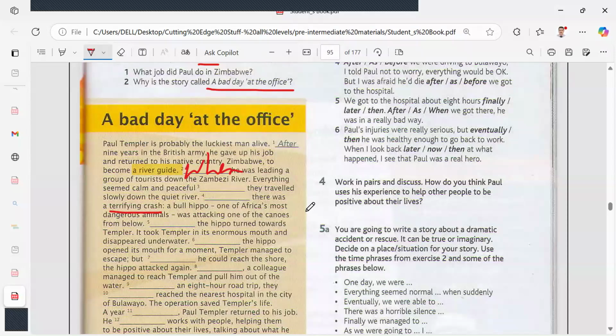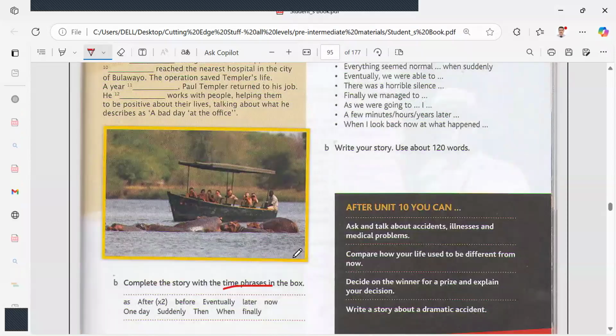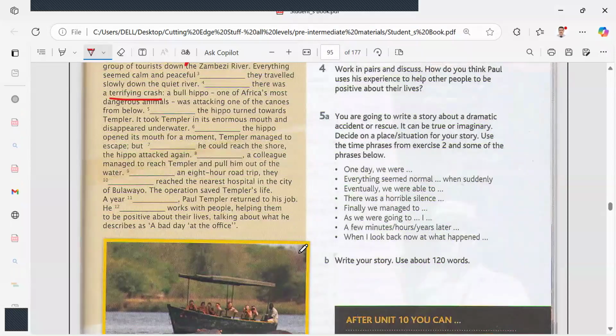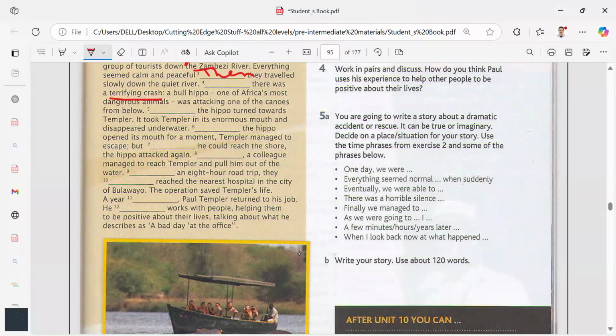Then, there was a terrifying crash. A bull hippo, one of Africa's most dangerous animals, as you see in the picture.